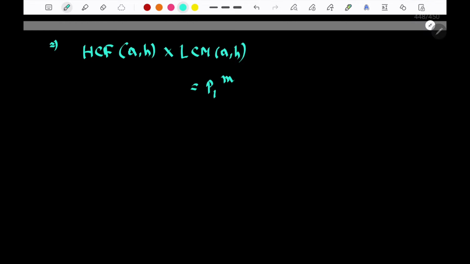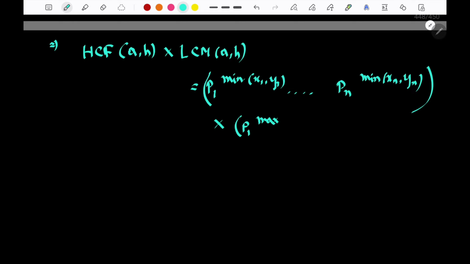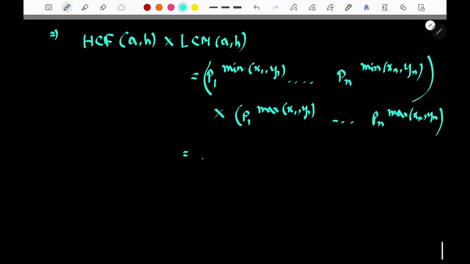Next, now if I multiply HCF of a, b into LCM of a, b, we get p1 to the power minimum of x1, y1, and this goes on to pn to the power minimum of xn, yn, and again this goes on with p1 to the power maximum of x1, y1, till pn to the power maximum of xn, yn. Now this becomes equivalent to p1 to the power minimum of x1, y1 plus maximum of x1, y1, and this goes on for the rest of the terms.